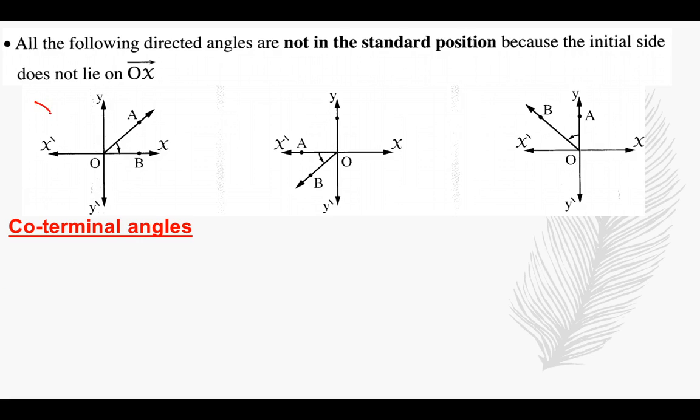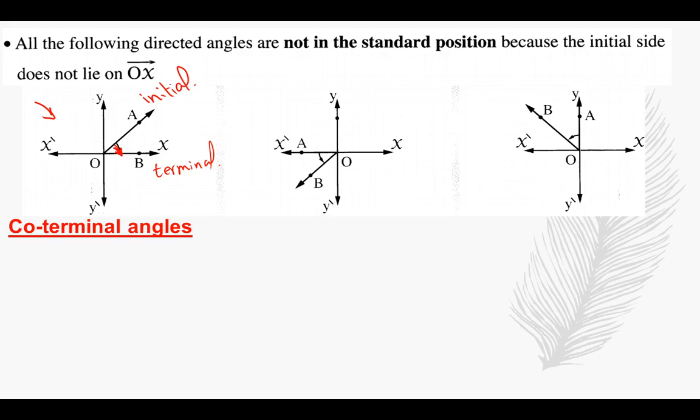Here in figure 1, this angle is called AOB. This side OA is the initial side, and OB is the terminal side, because of the direction of the ray. The direction of the ray tells you that the initial side is OA and the terminal side is OB. So this angle is not in the standard position, because the initial side is not the x-axis.